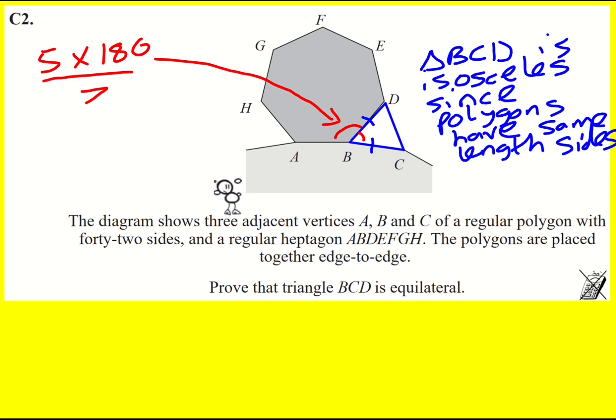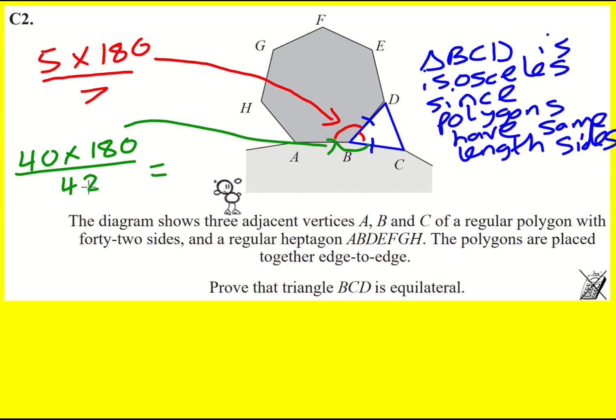I'm actually not going to work out what that is. It's going to be a mixed number. Just going to leave it like that for the time being, because I can do exactly the same for this one over here, which is going to be 40 times 180 over 42. Now note, I can divide through top and bottom by 6 to give 40 times 30 over 7. So I can put them over a common denominator.